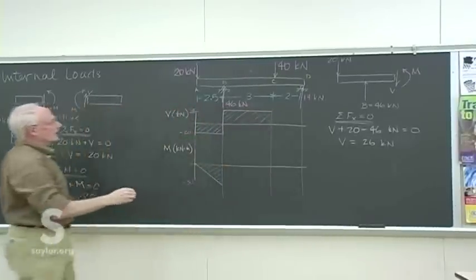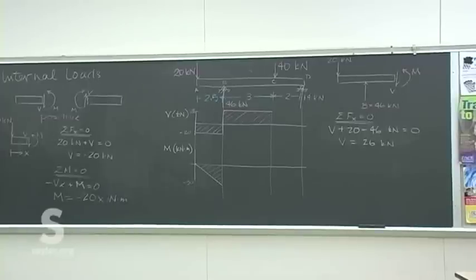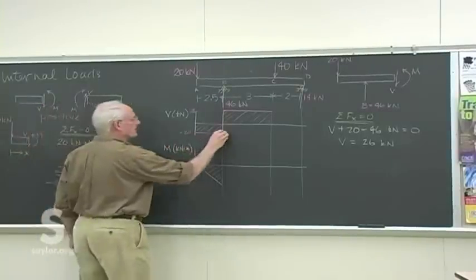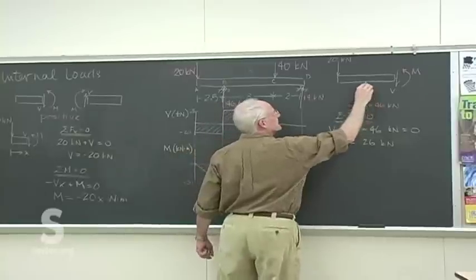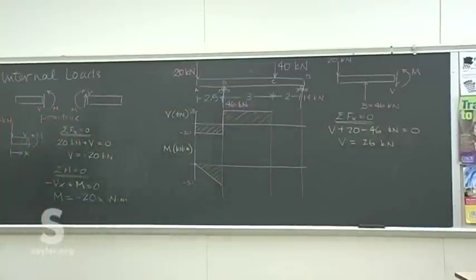And then that goes all the way across to C because there's no change in the load there. So that jump from down here to up there is in the same direction as the reaction, and so it works out okay.